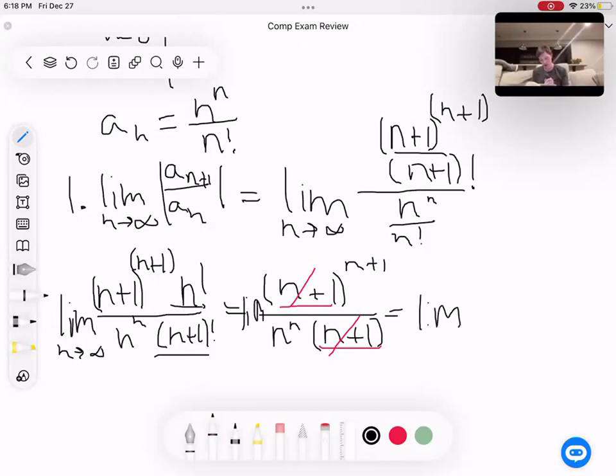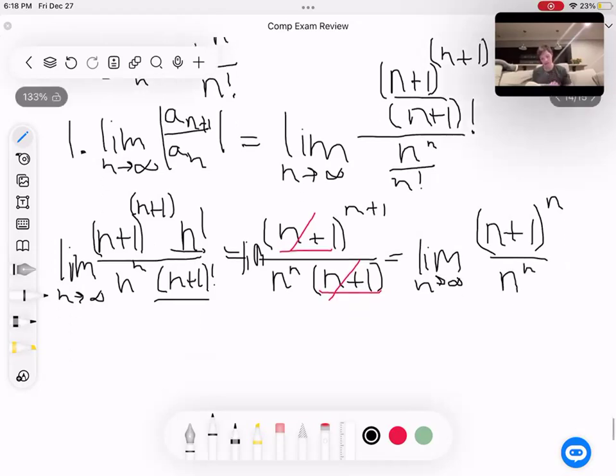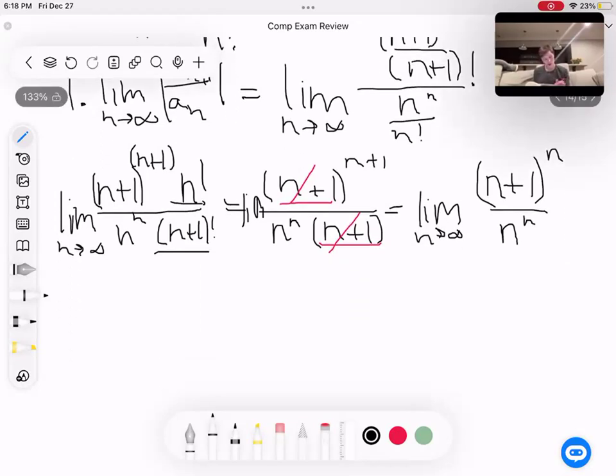The limit as n approaches infinity of n plus 1 to the n, because n plus 1 minus 1 is just n plus 1 to the n, over n to the n. Or the way that I'd like to write it is the limit as n approaches infinity of n plus 1 over n to the power of n.